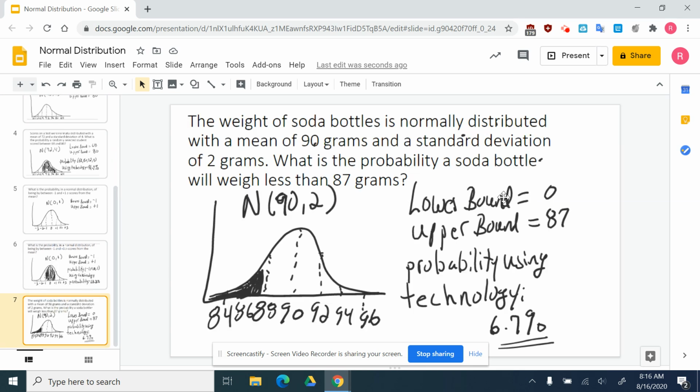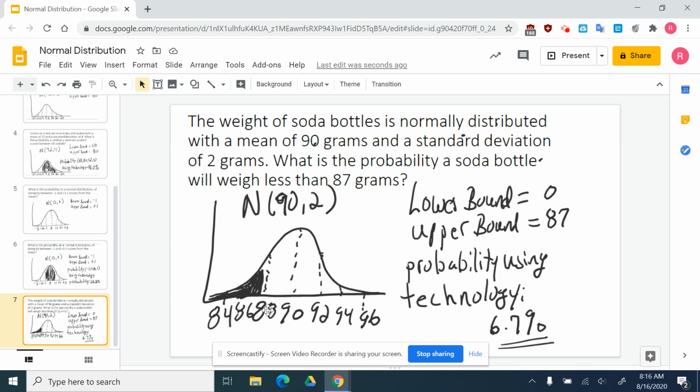And then a final example. The weight of soda bottles is normally distributed with a mean of 90 grams and a standard deviation of 2 grams. What is the probability a soda bottle will weigh less than 87 grams? Again, N for normal, mean of 90, standard deviation of 2. My lower bound is 0, it can't weigh less than 0. My upper bound is 87, because I want to find the probability of being 87 or fewer grams.